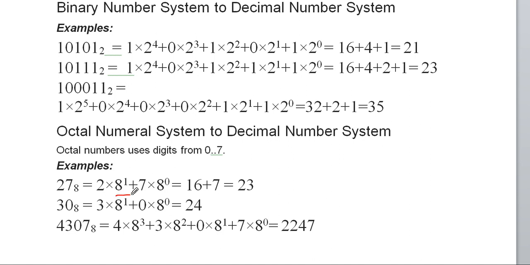Why will the first power be 1? Because this number contains only two digits. So the value of n is 2, so n minus 1 will be 1. So here it is 8 to the power 1. And again in the second step, the value of the power will decrease by 1. So the value is 1 in the first step, and in the second step, the value will be 0. So after doing the multiplication, you will get the result, which is 23, and it is the equivalent decimal number.